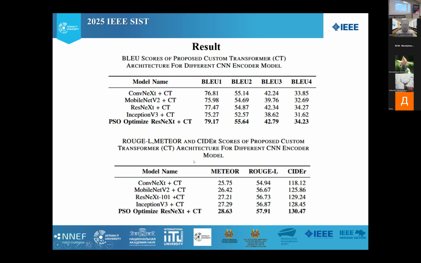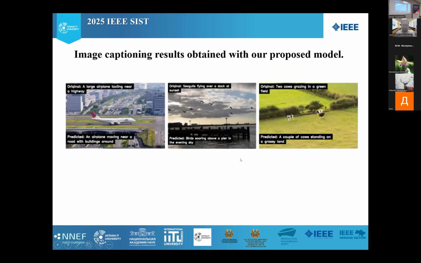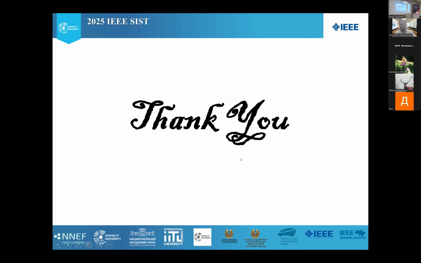And this is my result section. You can see that I got optimal accuracy and state-of-the-art performance compared to the existing ones. I got a BLEU-1 score of 79.17, and the METEOR score is 28.63. This is my real-life visualization. Thank you. That's all.